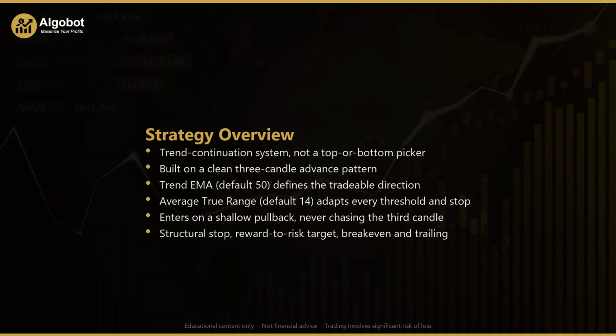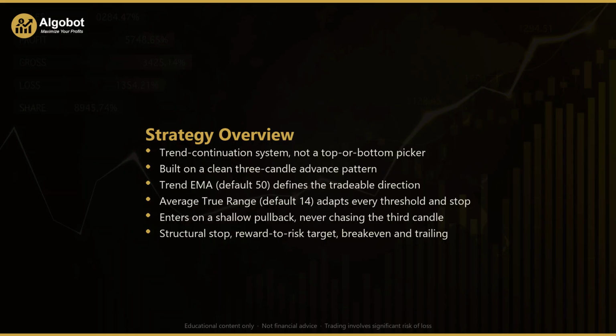The engine behind it is built from 3 simple, well-known tools. First, a trend baseline moving average, an exponential moving average with a default period of 50, which defines the direction the strategy is willing to trade. Longs are only considered when price is above a rising average, and shorts only when price is below a falling one. Second, the average true range, with a default period of 14, which measures how much the market is moving so that every threshold, stop, and target adapts to current volatility. And third, the candlestick structure itself, the shape and progression of those 3 advancing candles.